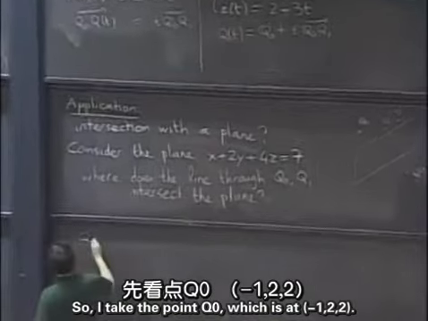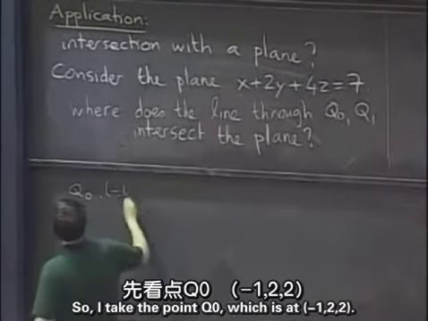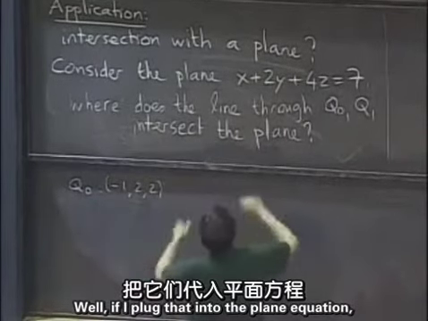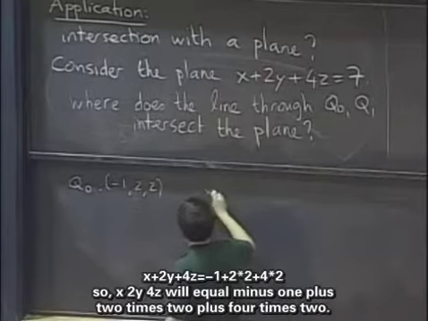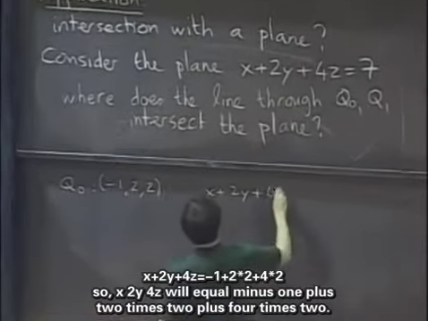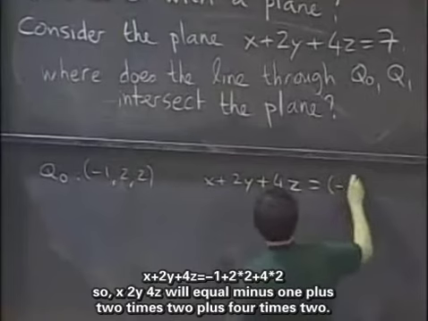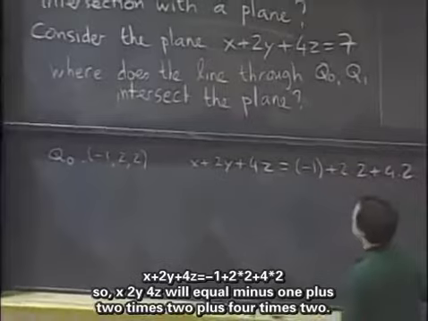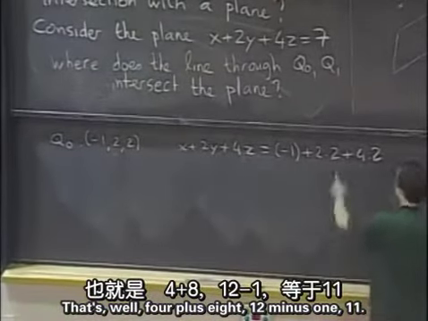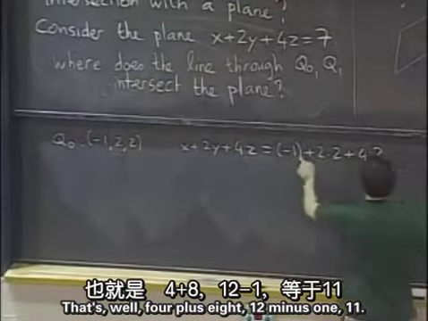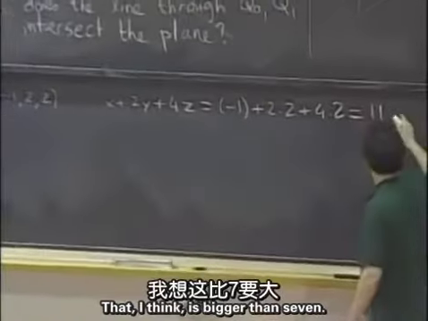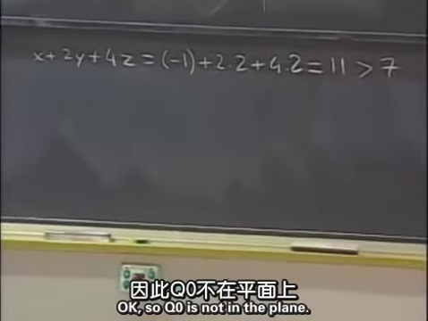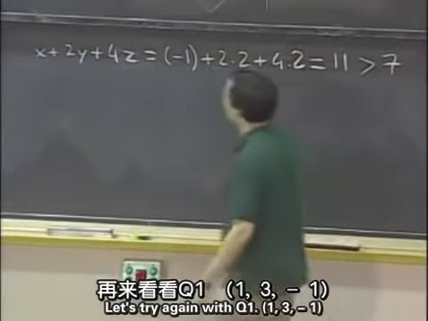So if I take the point Q0, which is at (-1, 2, 2), and plug that into the plane equation, x + 2y + 4z equals -1 + 2 times 2 + 4 times 2. That's 4 plus 8, 12, minus 1, 11. That, I think, is bigger than 7. Okay, so Q0 is not in the plane.